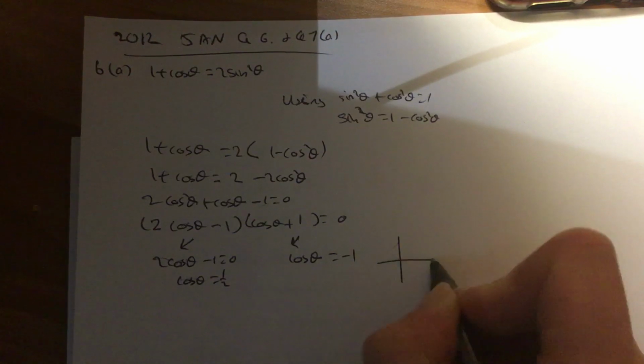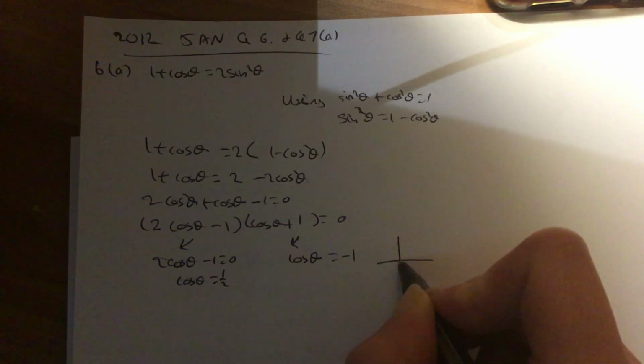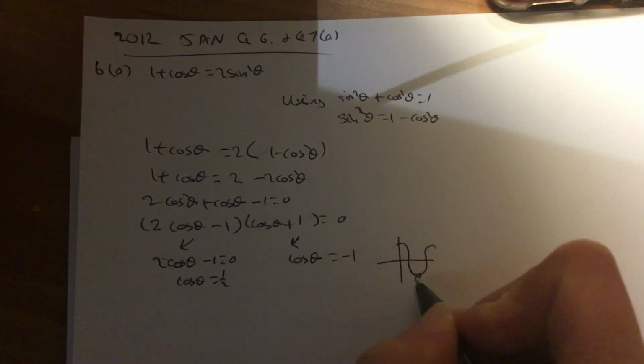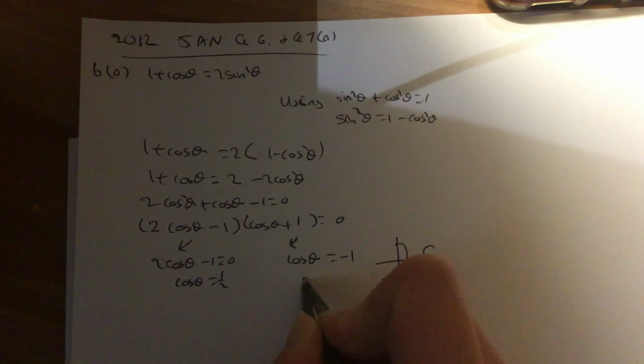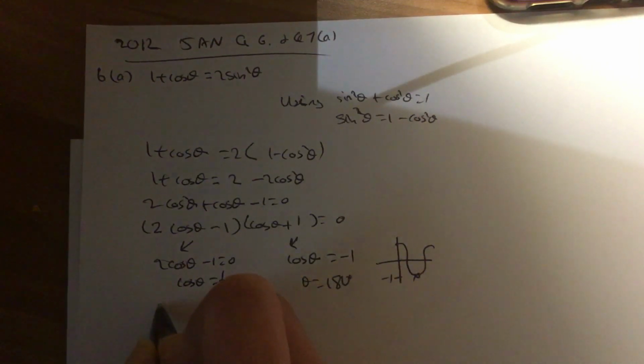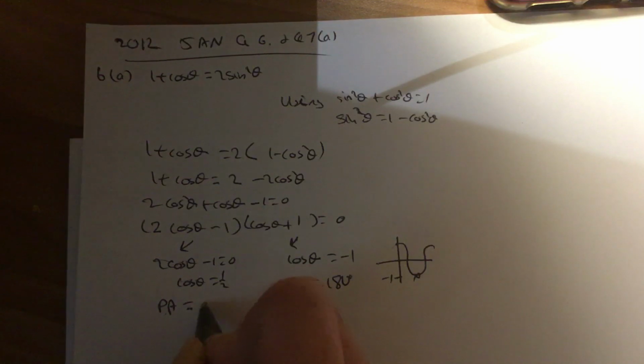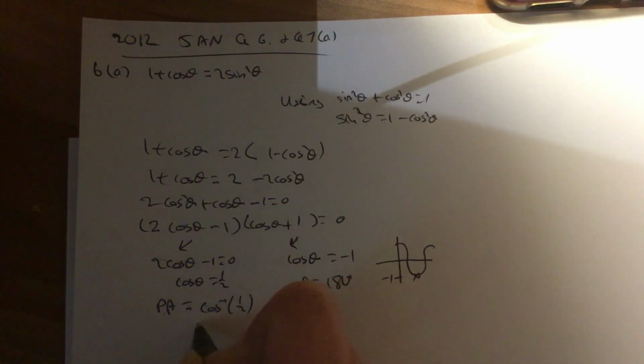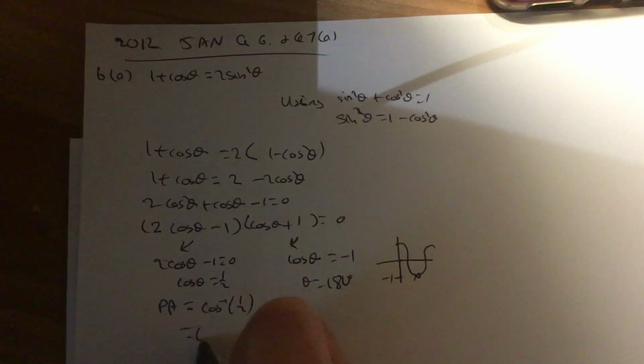Put this one equal to 0. Because this is one of the special angles, it's a 1. I'll draw out a wee cos graph. I can see it reaches minus 1 when theta is 180. Over here, my principal angle, inverse cos a half, which is 60 degrees.